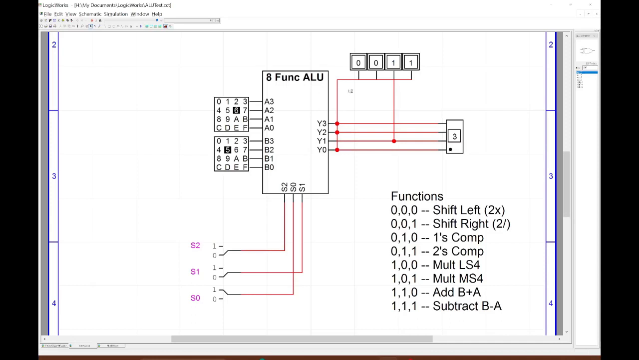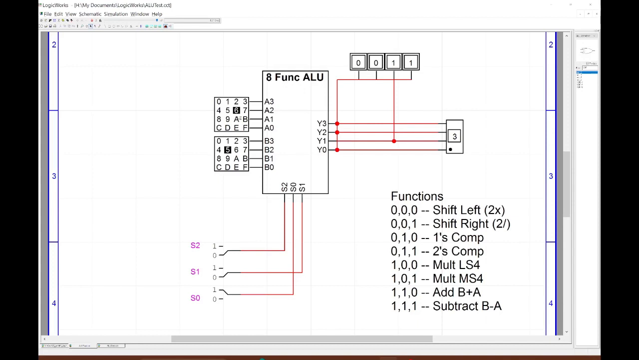Here I have my expanded function ALU. In addition to the general functions that I had before, it also has shift left, which is basically times 2, shift right, basically divided by 2, 1's complement and 2's complement. Now these functions are going to be applied to the first input, A.